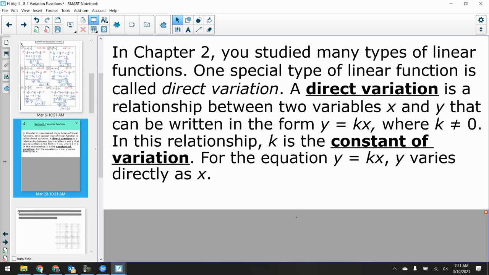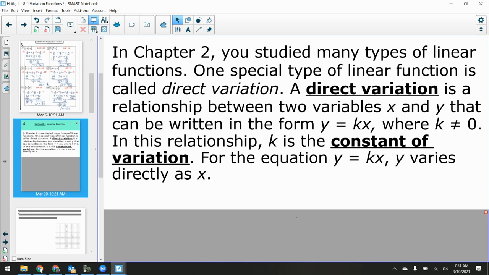A direct variation is a relationship between 2 variables where if I increase one, the other one will increase with it, or if I decrease one, the other one will decrease with it. They go hand in hand. They vary directly, okay? That's a direct variation.